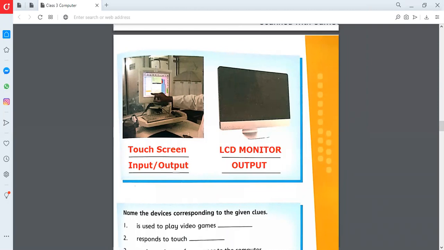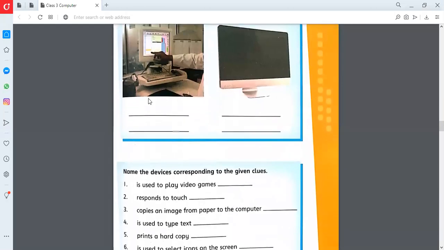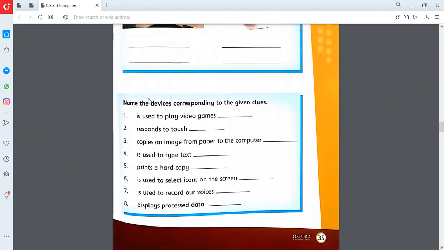Okay. So I am going to clear this screen, and we are moving towards the next question of the page. The next question of the page is, name the devices corresponding to the given clues. There are some hints given, and we have to guess which device we have or which device they are telling about. There are 8 hints given, so we have to write the names of 8 devices.